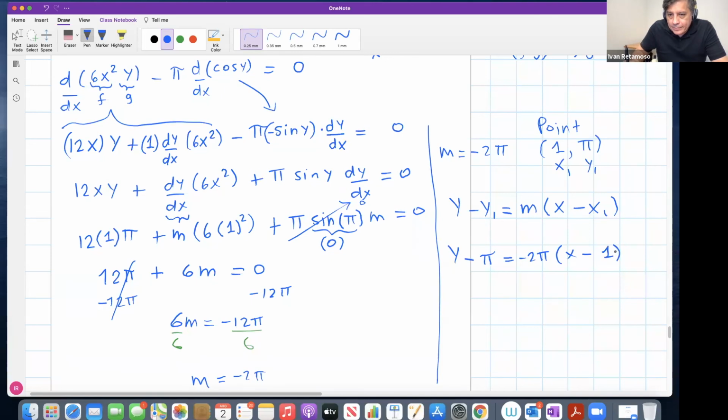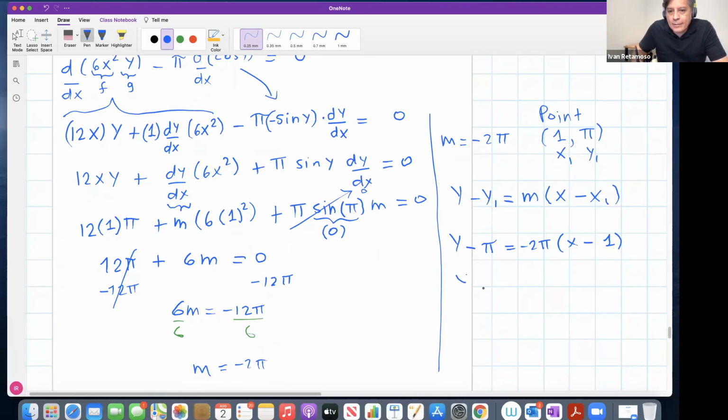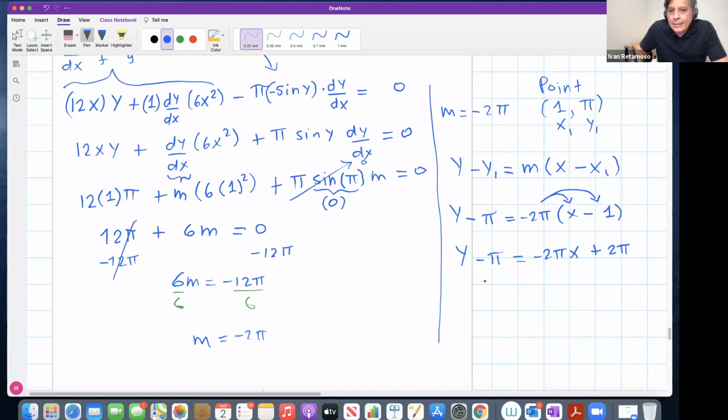Let's work it out. y minus pi equal minus 2 pi times x. Minus 2 pi times minus 1 is plus 2 pi, right? Minus 1 is plus. And finally, guys, adding pi to both sides of this equation leads to y equal minus 2 pi x, 2 pi plus 1 pi, there's an invisible one there, 3 pi, right? 3 pi. And this should be it.